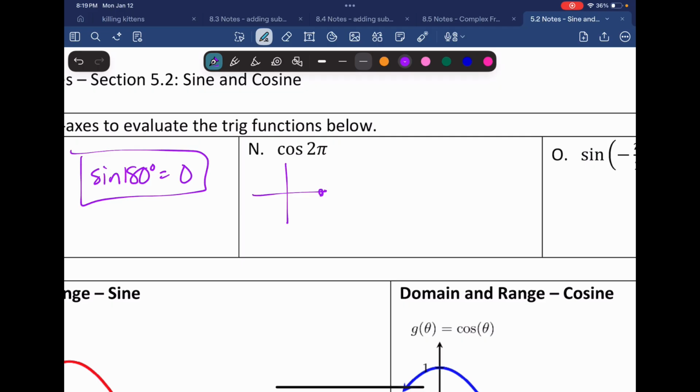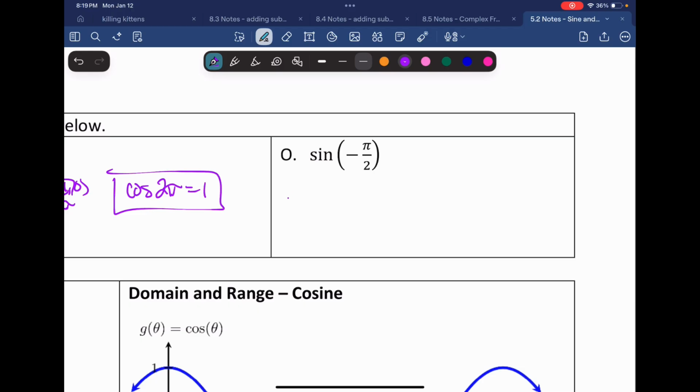2 pi, remember that's 1 full rotation. So we went right 1, up 0. Cosine is the x, so that's the 1. Cosine 2 pi is 1. Negative pi over 2, that is down here. So we went left to right 0, down 1. Sine is the y-coordinate. So sine negative pi over 2 is negative 1.